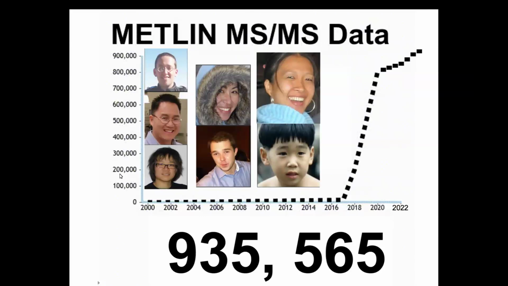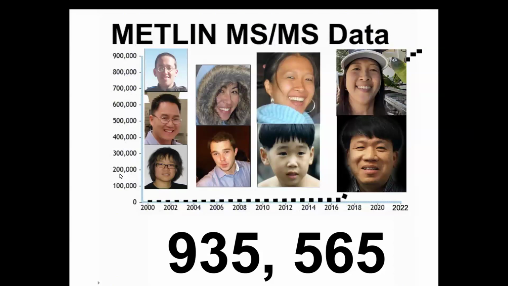As you can see, we were pretty young, and especially Kevin. And then Kevin left for grad school. And Ari Espona joined our lab, and he has done great things for Metlin and our lab. And now we have over 935,000 compounds with MS data.